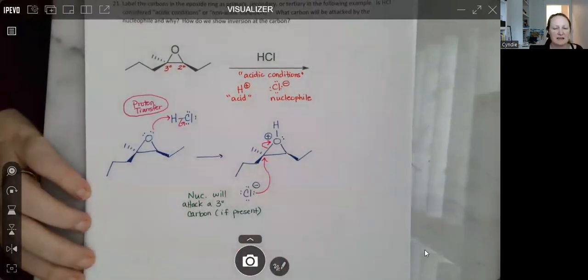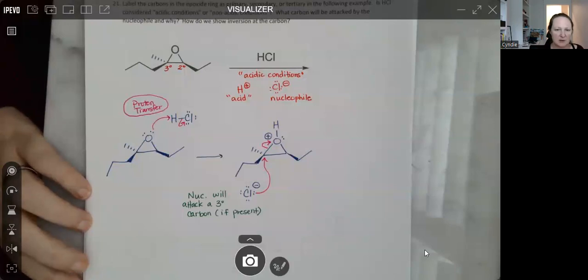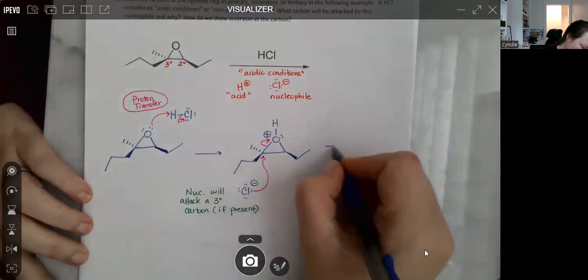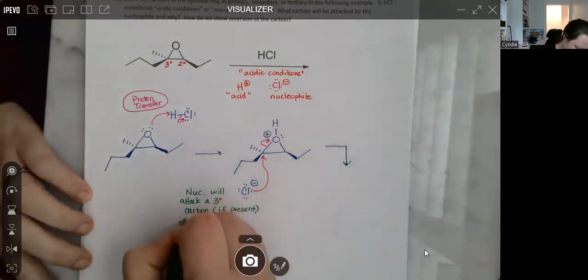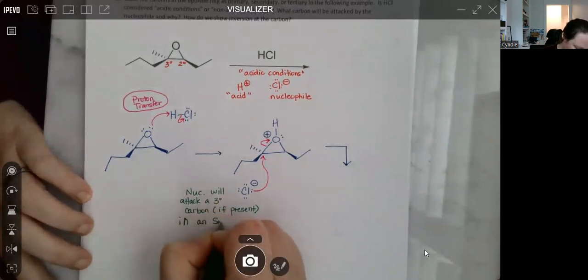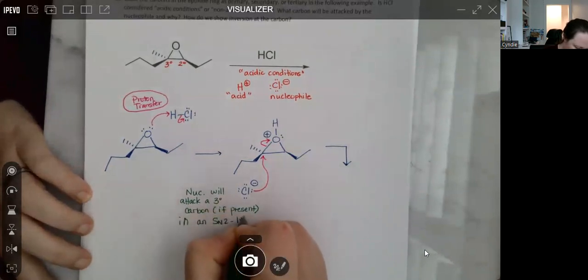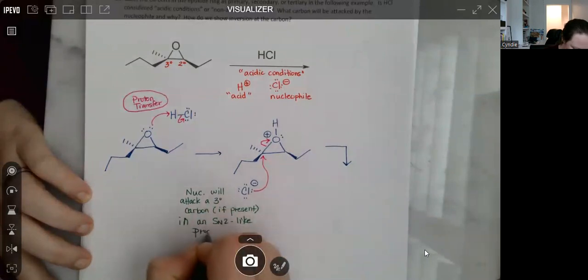Okay, so if it was secondary versus primary, it would still go to the primary carbon, right? So it only goes to the more substituted carbon if there is a stabilized carbon, such as a tertiary carbon. Okay, so since we have one, it's going to attack there. Let's go ahead and draw the product of that step, right? Maybe I'll write in an SN2-like process.